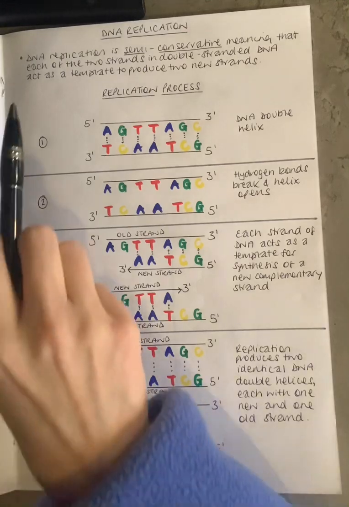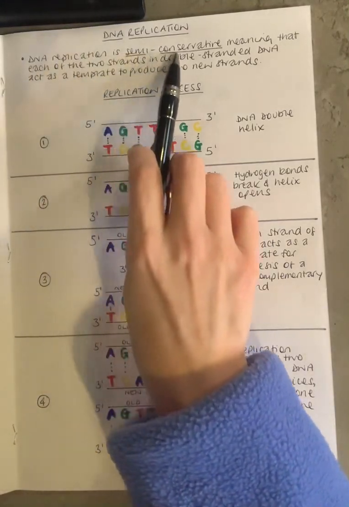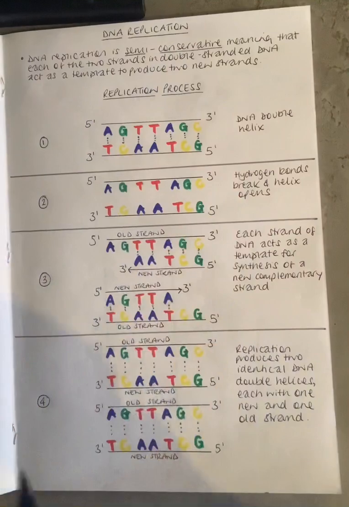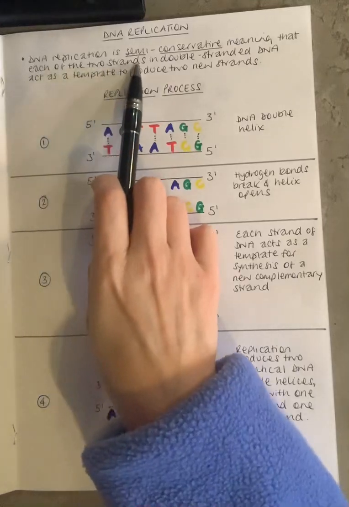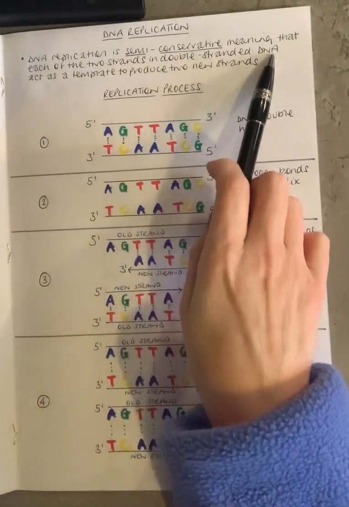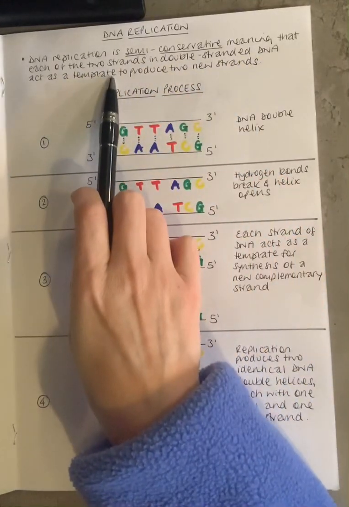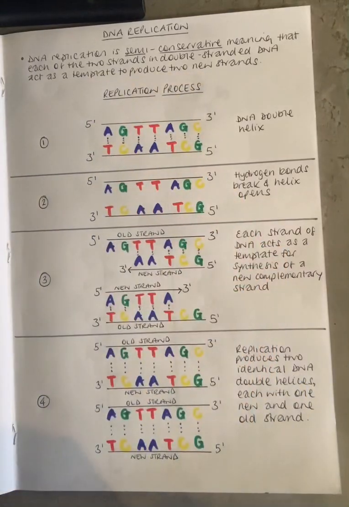So initially it says here, DNA replication is semi-conservative, and you'll notice there was a question similar to that on your last set of homework. That means that each of the two strands in a double-stranded DNA molecule acts as a template to produce two new strands. So one of the first things we need for DNA replication is a template strand, i.e. we need the molecule because we need to take a copy of this molecule.